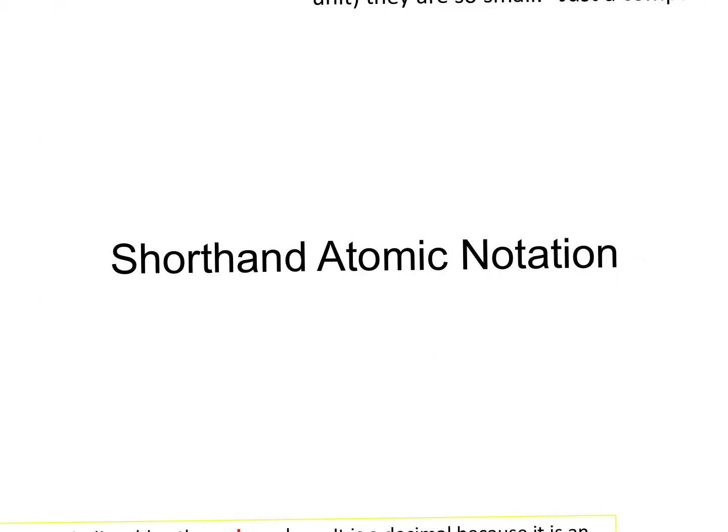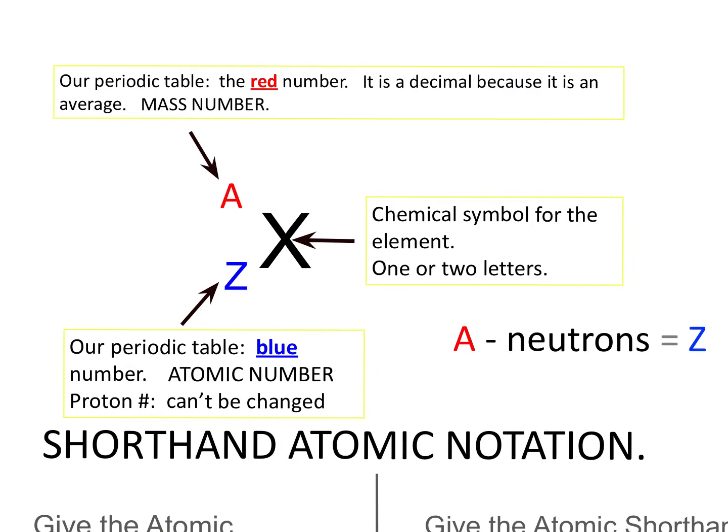Now that we had an opportunity to discuss just the parts of the atom, let's go into what shorthand atomic notation is. As a refresher, shorthand atomic notation is when we are using this. So my X here, this will always represent the chemical symbol of my element, and this is my 1 to 2 letters. However, if I were to look at my red number, this will always be my mass number.